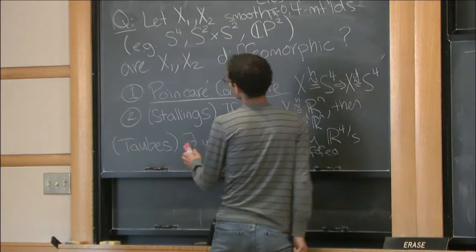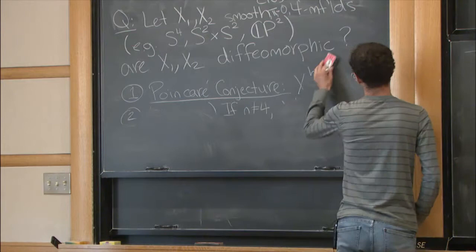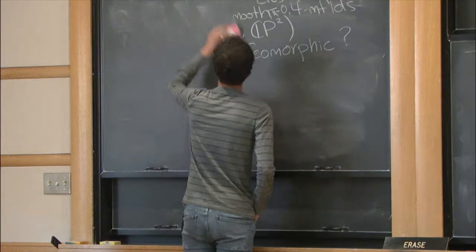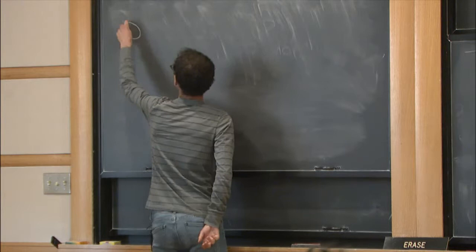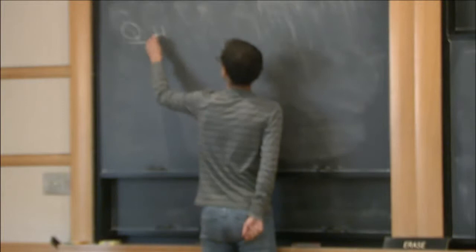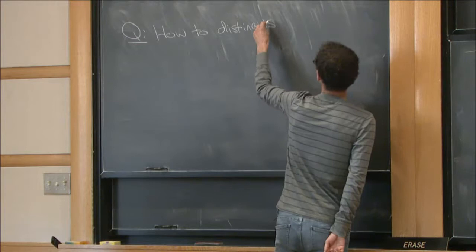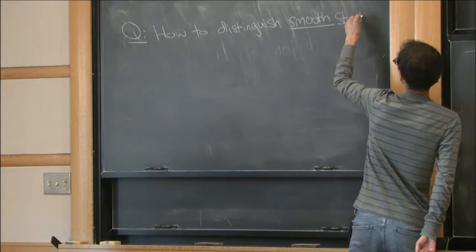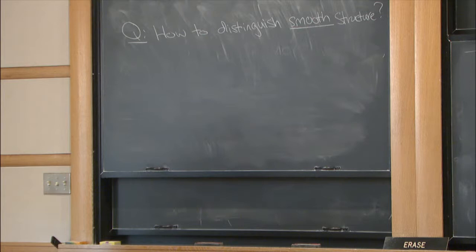So maybe let me pose a question, which is basically the same question we started with, but really focusing now on the smooth structure. So how to distinguish smooth structures? Right, so now here's our first step. We should compute the intersection form and check, are these manifolds homeomorphic? We can do that very easily now. But now we want to get to the next step. We want to get at the smooth structure. And so basically the rough idea is as follows.